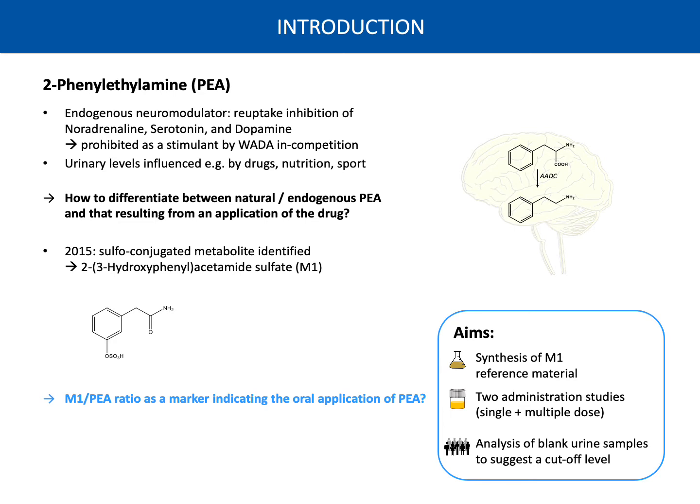So the aims of this project were for once the synthesis of M1 reference material, the carrying out of 2 elimination studies, first a single dose, then a multiple dose application, and at last the analysis of blank urine samples to suggest a cutoff level for the M1 PEA ratio.